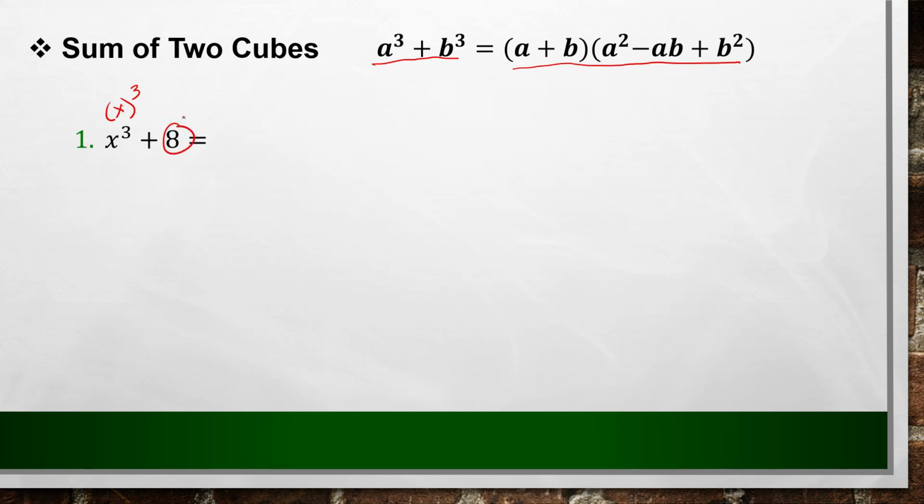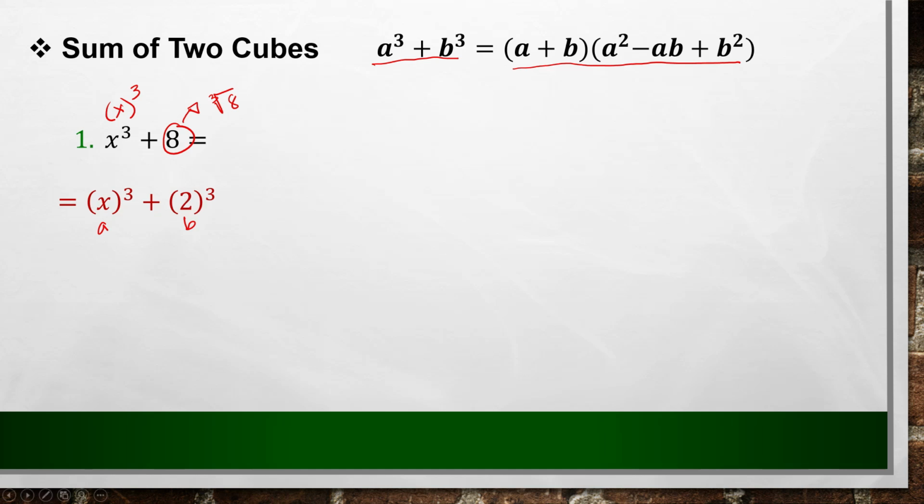Now, for the number 8, what integer raised to 3 equals 8? There's actually a way to help you think about that. You just need to find the cube root of 8, and that's going to tell you the integer, which is 2. 2 raised to 3 is equal to 8: 2 times 2 times 2 equals 8. So that means our a is x, our b is 2.